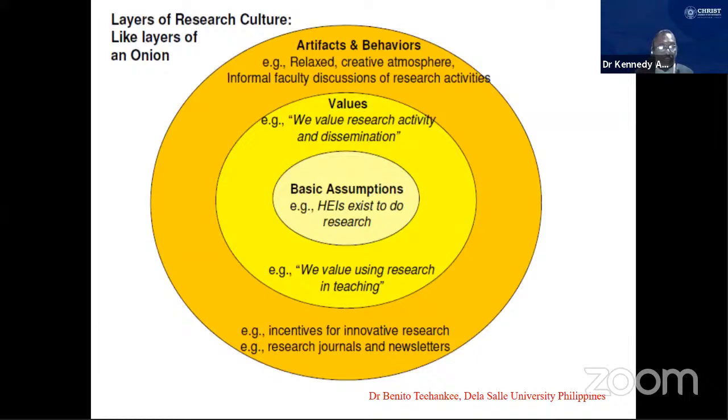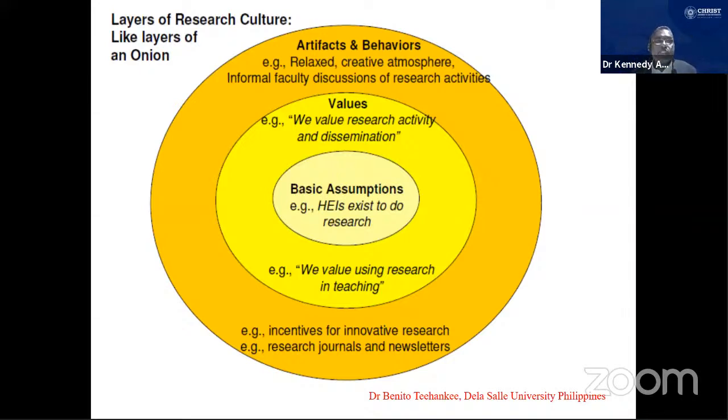Edgar Schein talked about three important aspects. He talked about basic assumptions, values, and artifacts. You can read up on the layers of research culture, like the layers of an onion. He explained this, and I have the idea based on the works of Dr. Benito Teehankee from De La Salle University, where I had my fellowship program in the Philippines. You will find these three ideas very interesting.